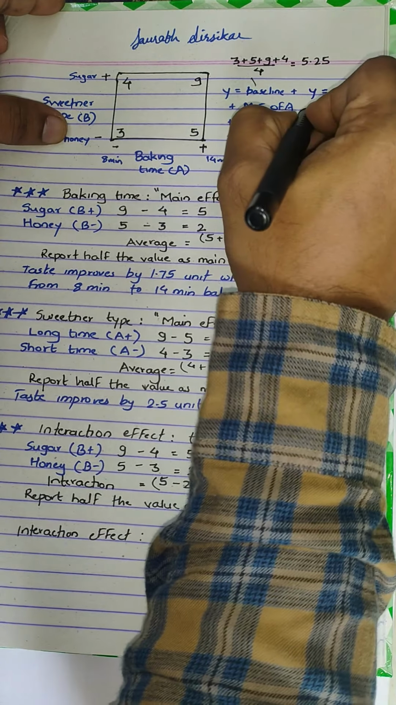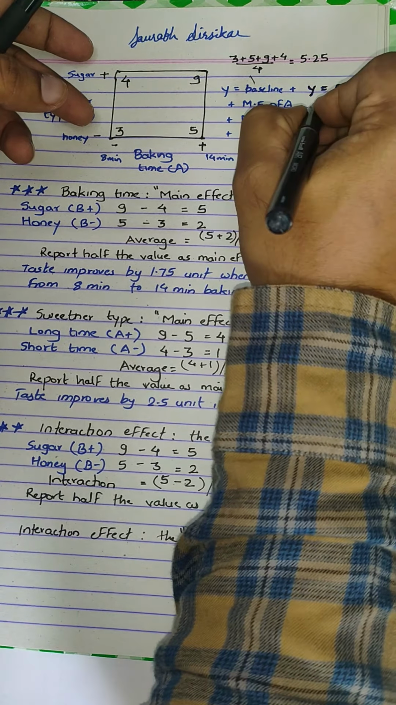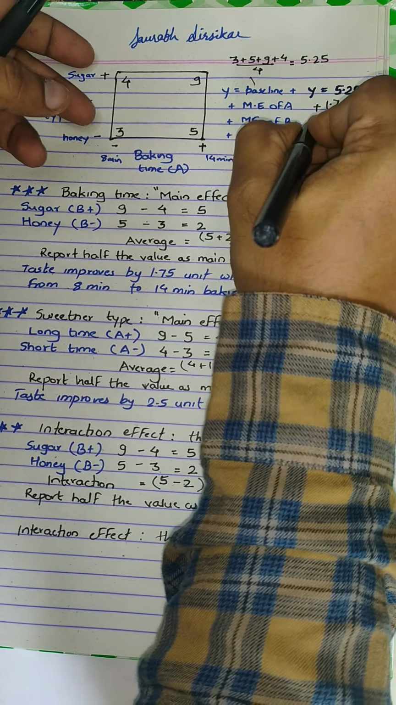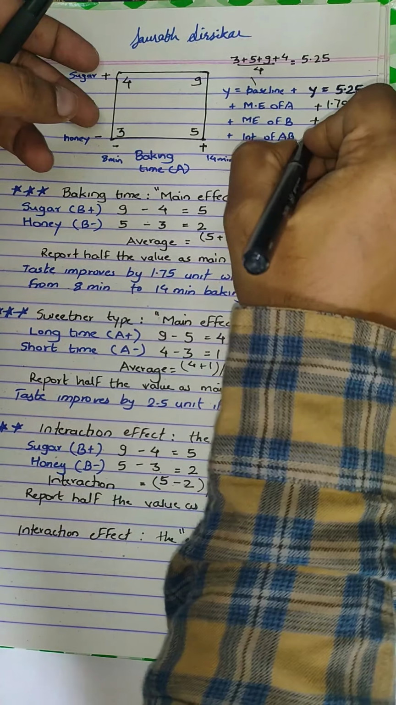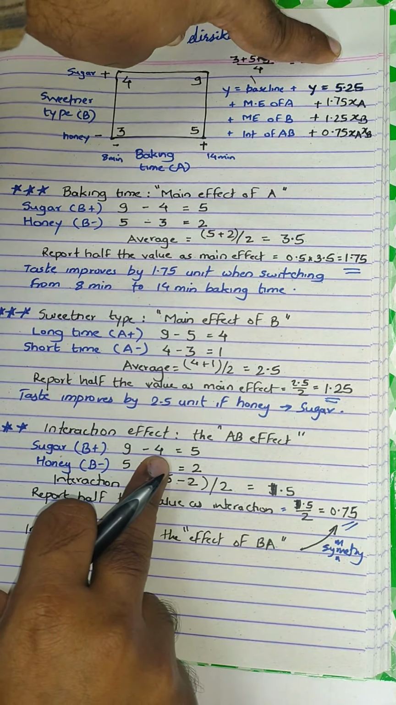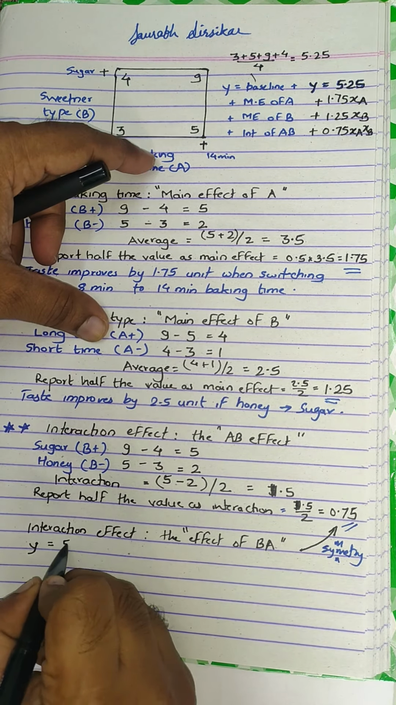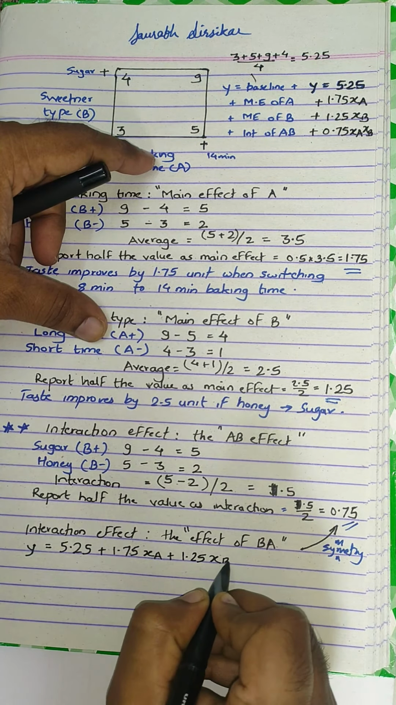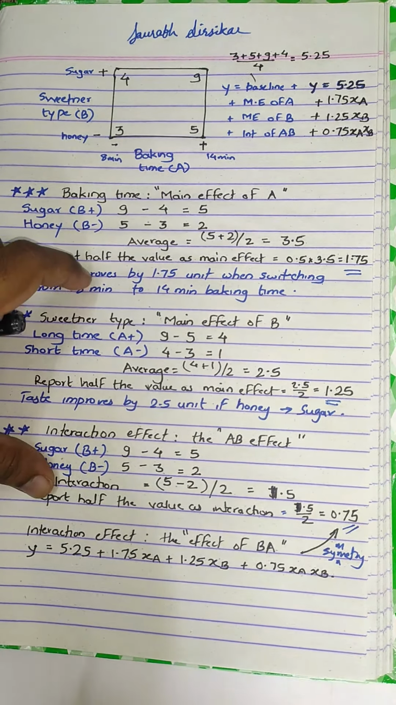Our prediction for taste is 1.75 times XA plus 1.25 times XB, that is our baking time, and the interaction value of 0.75, we can multiply that by XA XB. It is symmetrical and multiplicative, so we can also write it as XB XA, but for now I am keeping it as XA into XB into 0.75. So this is our interaction term.